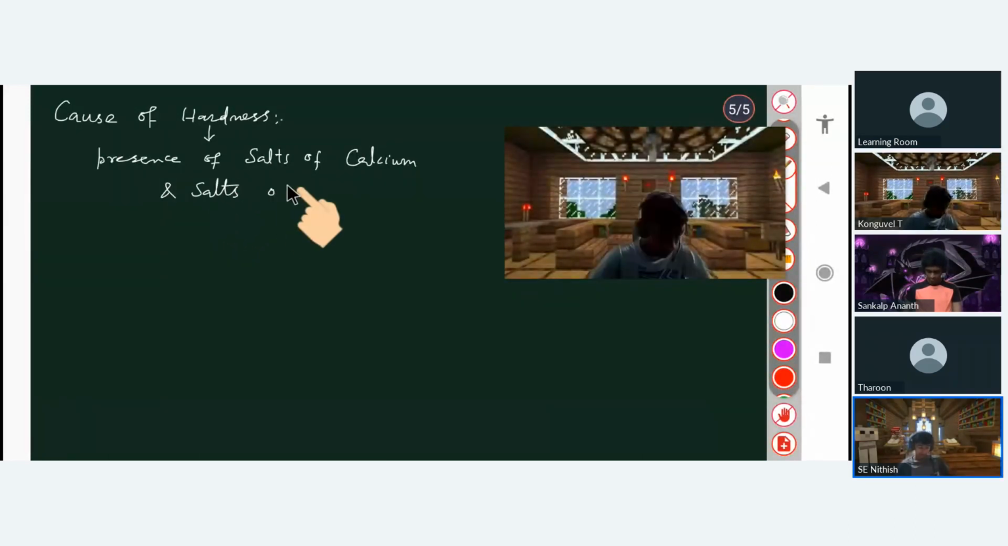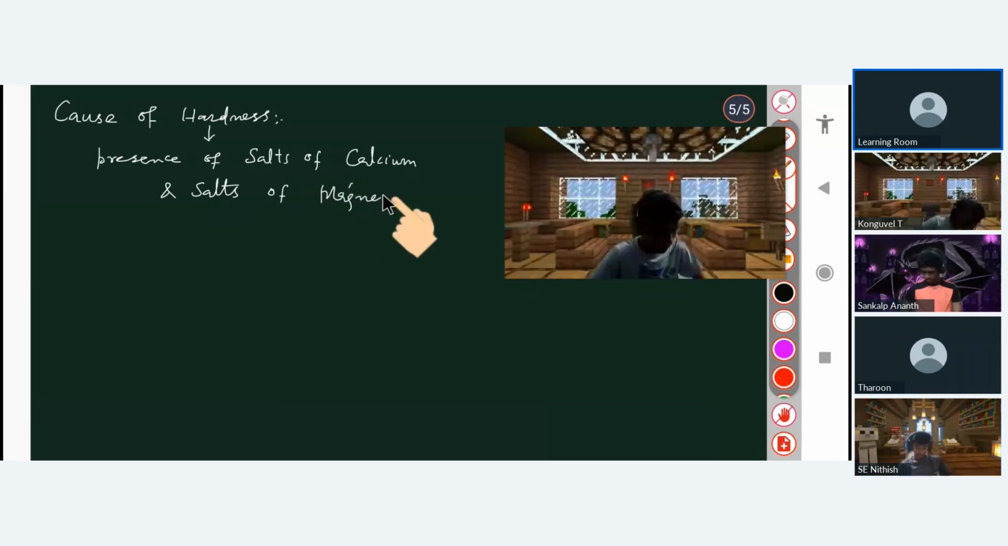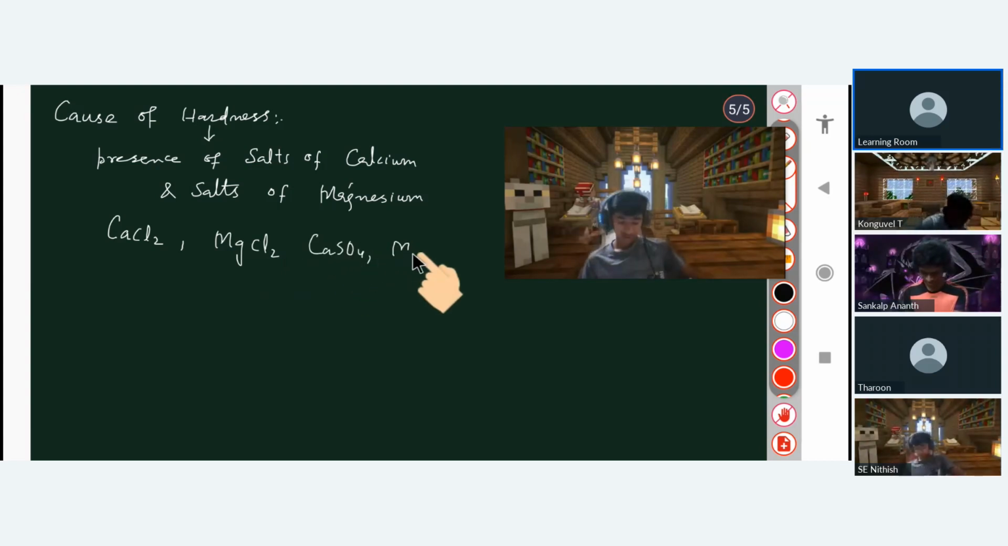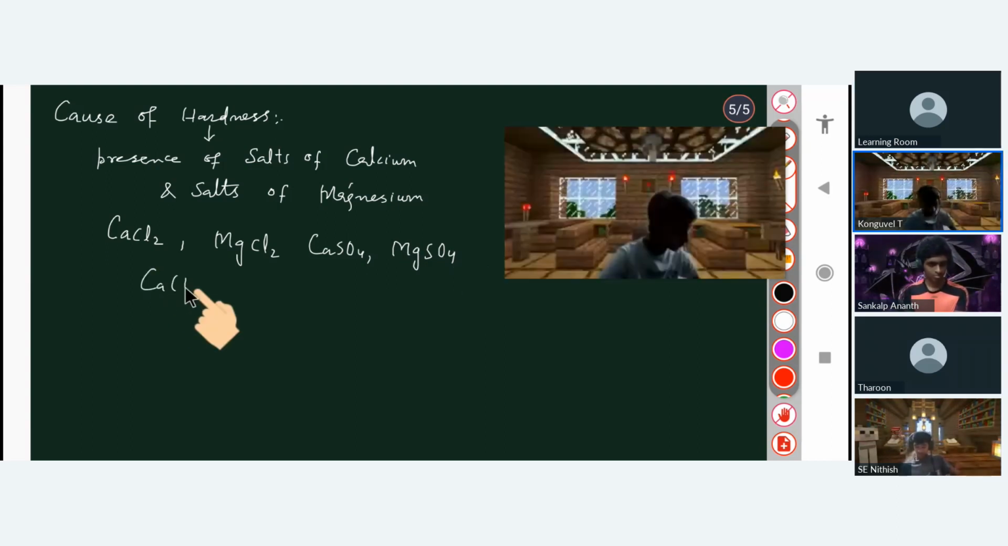So any water which has calcium salt or magnesium salt in it is known as hard water, that means they are responsible for the hardness of water. So this is the cause. It is the salts of calcium and magnesium. Now it can be any salt, let's say calcium chloride, similarly magnesium chloride, calcium sulfate, calcium bicarbonate, magnesium sulfate. These are the salts which are responsible for the hardness of water.